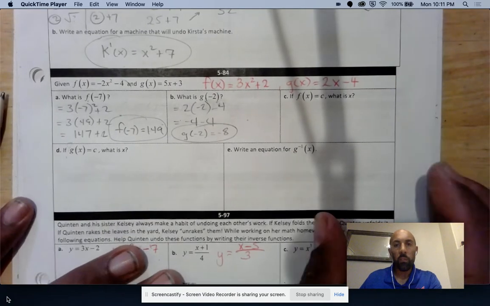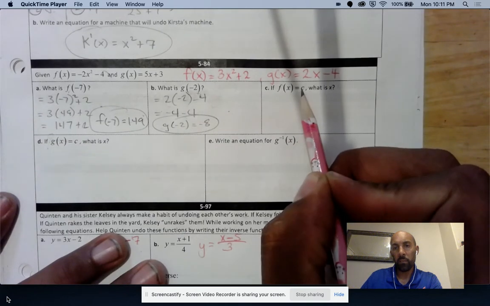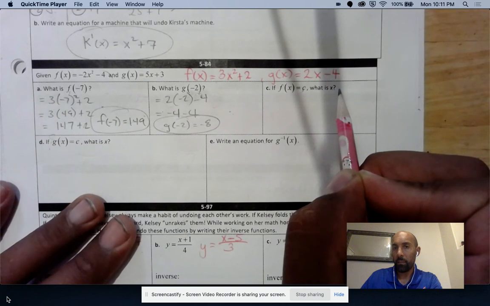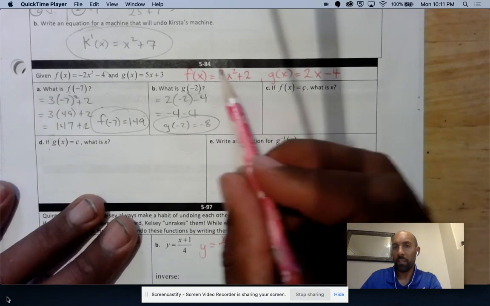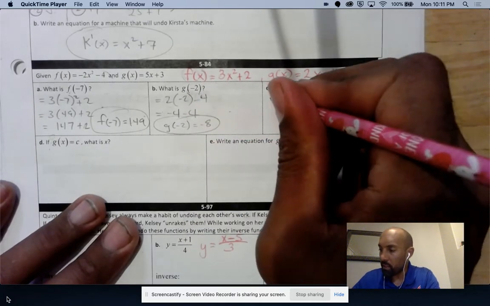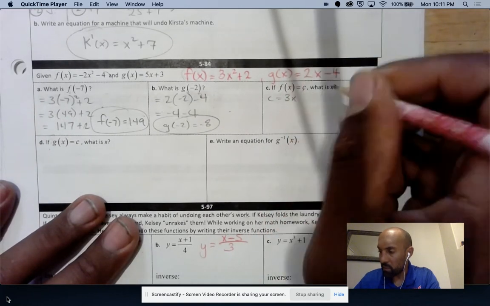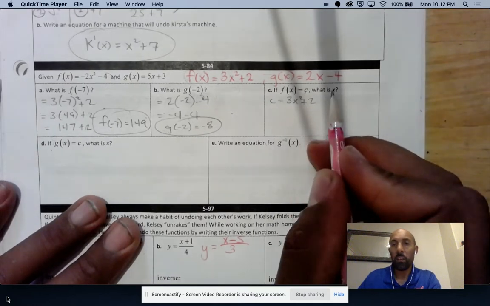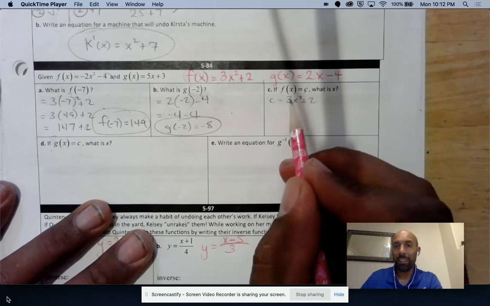Now this one says f of x equals c. So not a number, but just a letter. What is x? If f of x is equal to c, that means this part of the function right here is equal to c. So let's replace that with c. So c equals 3x squared plus 2. But then it asks, what is x? So what you need to do is solve for x. We need to get x by itself.